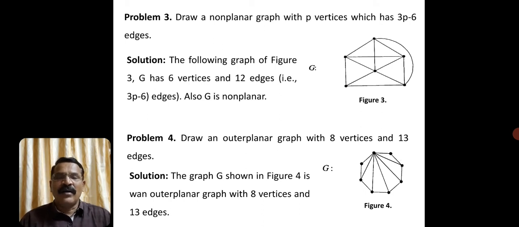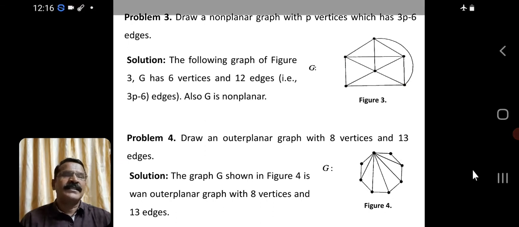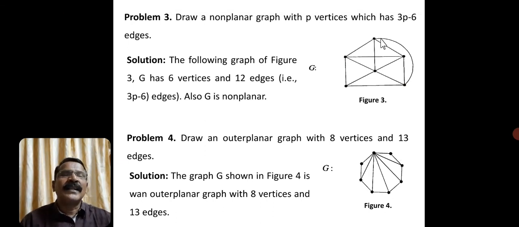But if they ask to draw, you have to consider a specific value for p. Here I have considered p as 6. Then what would be the number of edges? 3p minus 6. That is 3 into 6, 18 minus 6. So that should be 12. So a graph must contain 6 vertices and 12 edges. So this is the graph which is having 6 vertices and 12 edges. Okay, so this example is purely based on one of the results which we have already proved in the previous class.